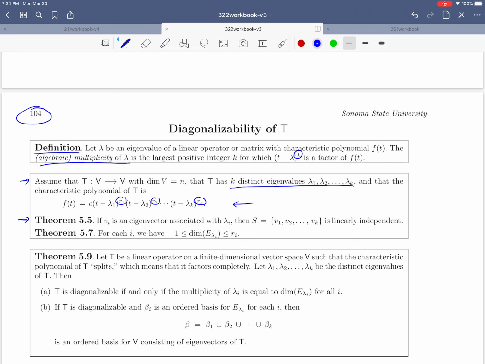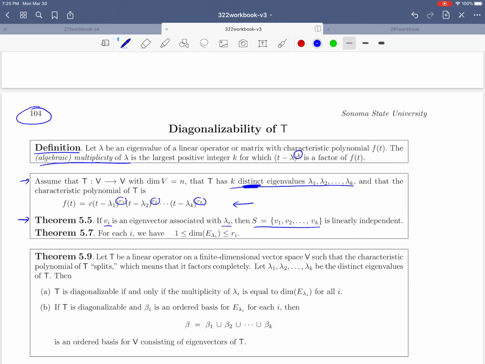The first thing we can say, Theorem 5.5, tells us something about the eigenvectors. We're going to assume that each vi is an eigenvector associated with lambda i. Turns out, if you put all of those eigenvectors into one bag, S, they have to be linearly independent. What is that really saying? It's just saying that if you have a bunch of eigenvectors and they all come from different, distinct eigenvalues, they have to be linearly independent. We don't have to check that if we know that each eigenvector comes from a different eigenvalue.